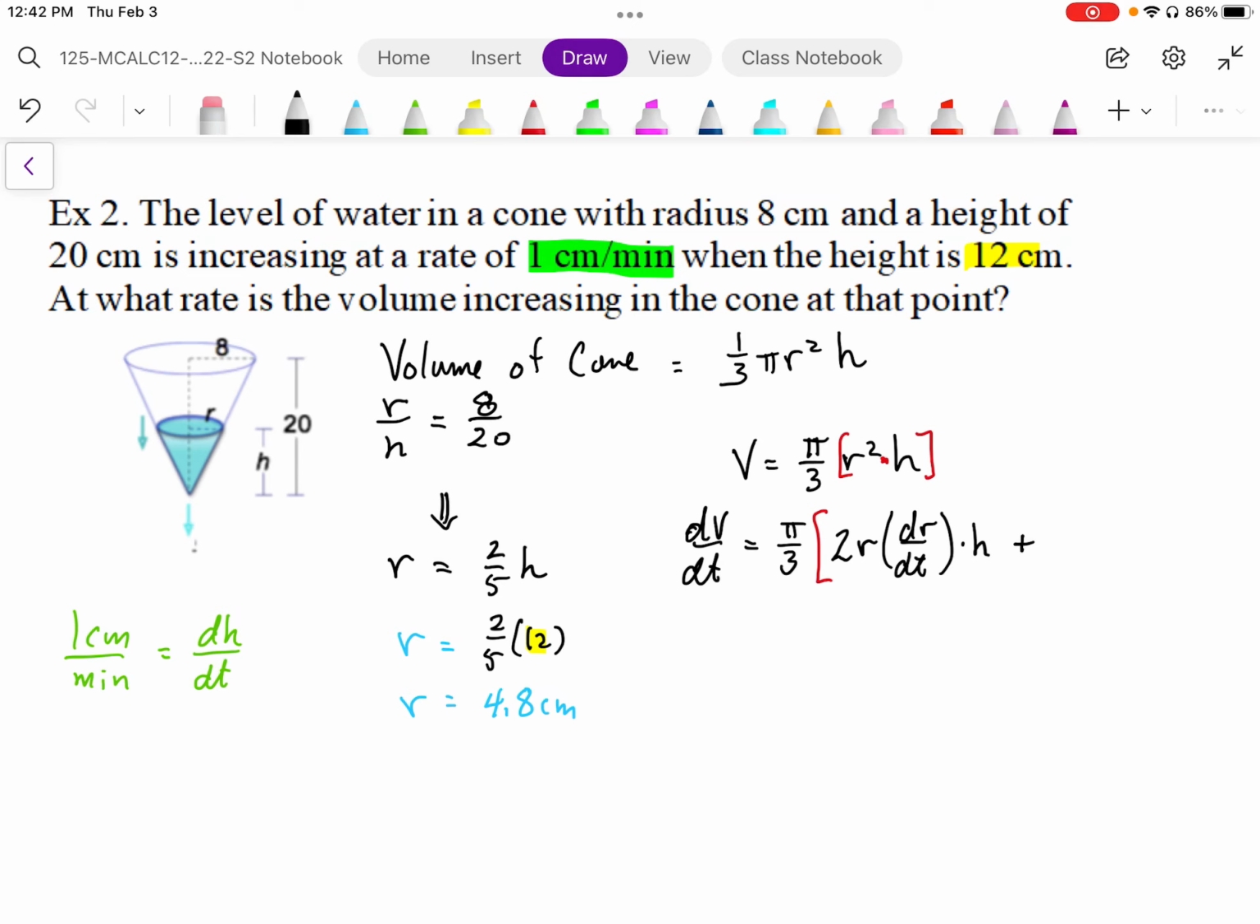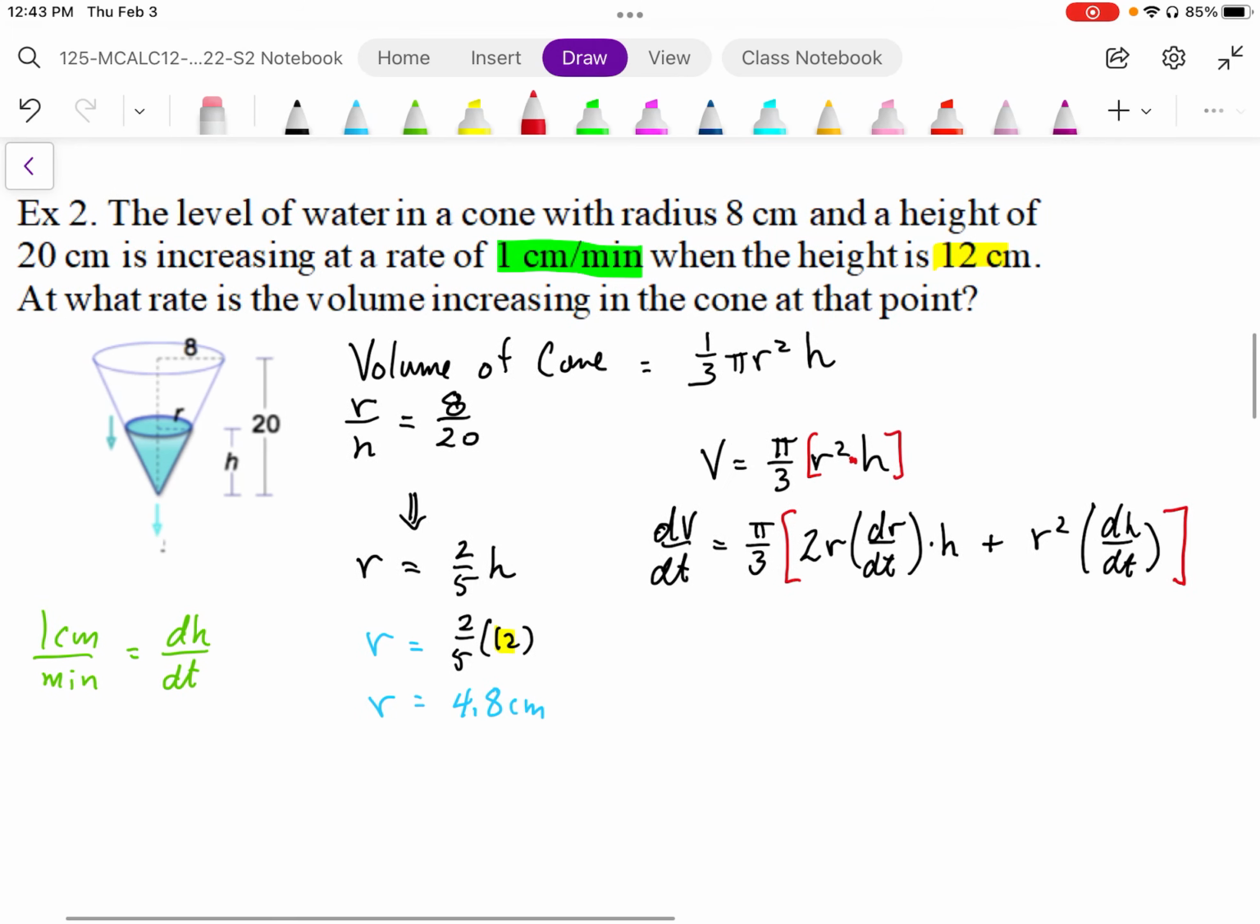So then I need to apply the product rule. I differentiated the first function. I'm now going to differentiate the second function. So I'm going to leave the r squared by itself and differentiate h. When I differentiate h, I get dh by dt. Okay, so this is my derivative with respect to time. This is my dV by dt.